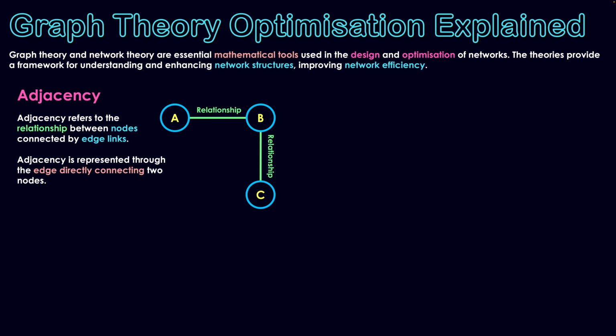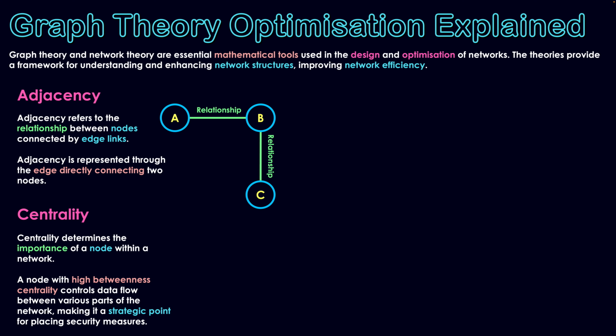The second area is that of centrality. Centrality determines the importance of a node within a network. A node with high betweenness centrality controls data flow between various parts of a network, making it a strategic point for placing security measures. So if we illustrate centrality, here I have 4 nodes and we can clearly see node B is at the center of this.